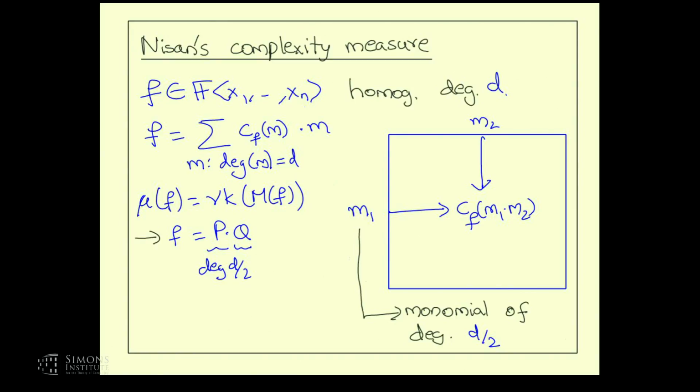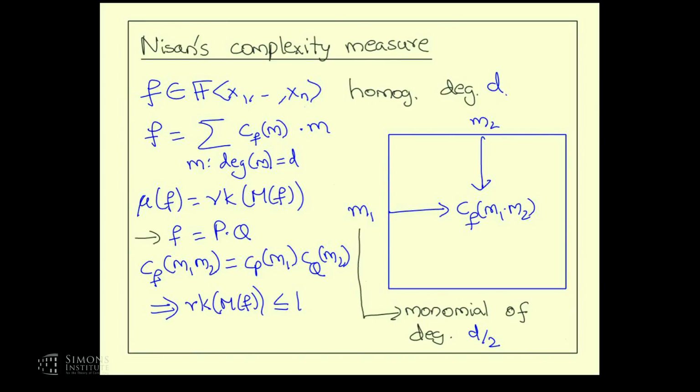Suppose I take a summand of this form, where f is the product of two homogeneous polynomials p and q of degree d over 2. Now, look at the coefficient of m1 times m2 in f. This is where non-commutativity really enters the picture. m1 times m2 factors as a product of two degree d by 2 monomials in exactly one way. You can only factor it as m1 times m2 and not as m3 times m4 for some other m3 and m4. So the coefficient of m1 times m2 in f is the coefficient of m1 in p times the coefficient of m2 in q. And that immediately implies that the rank of this matrix is at most 1, which means its complexity is at most 1.